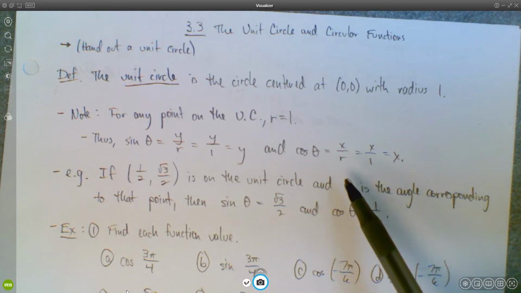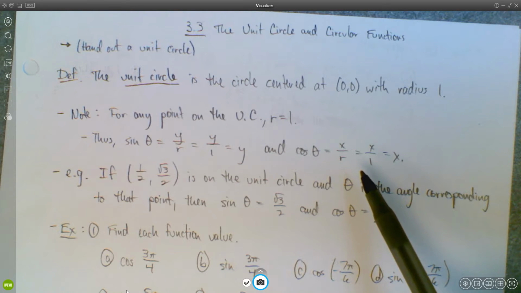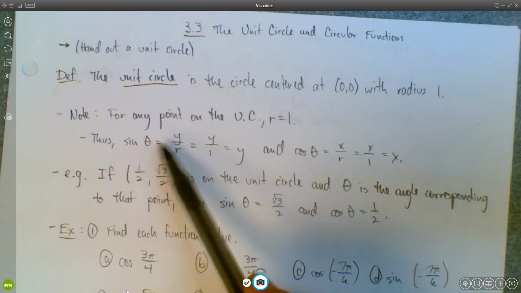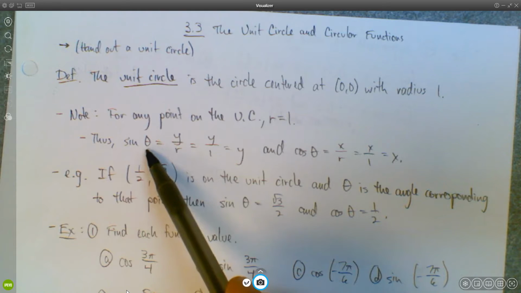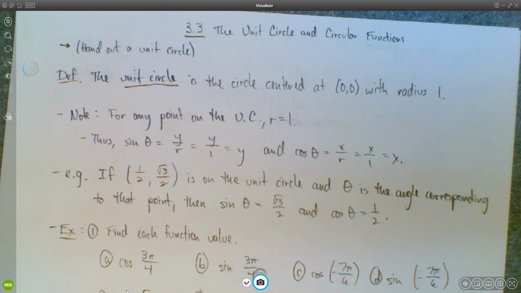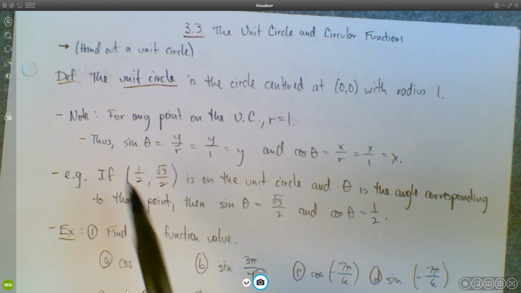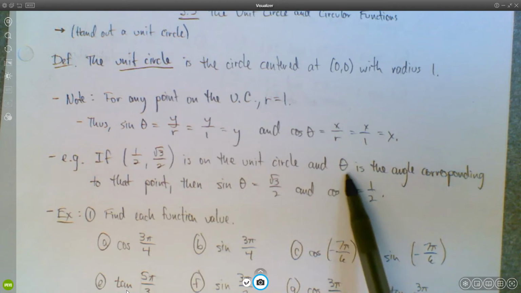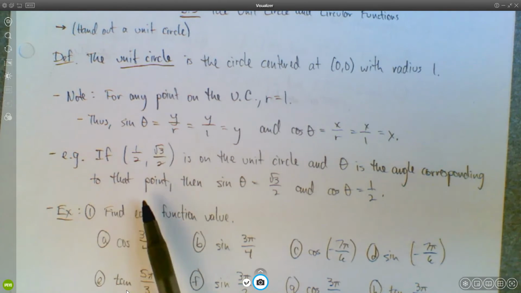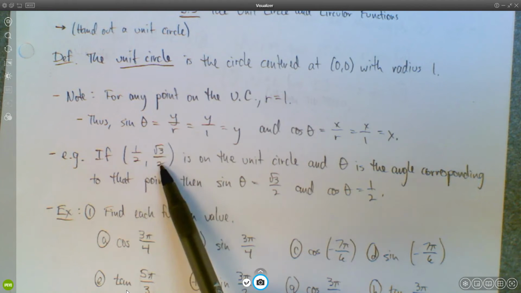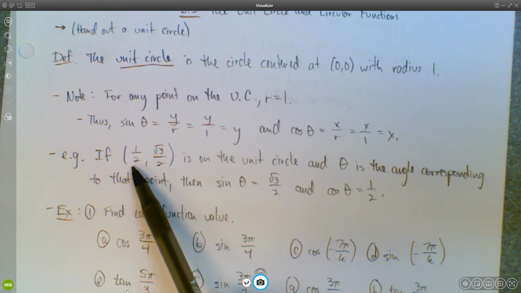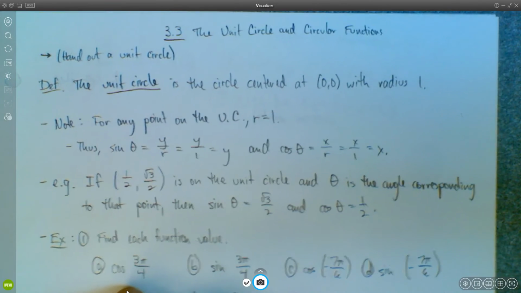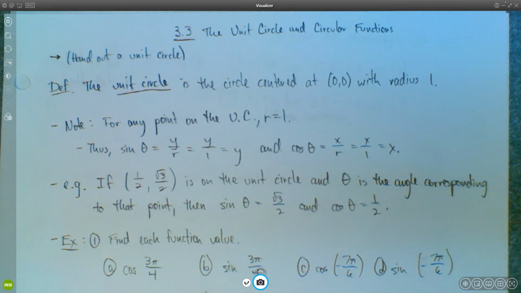So for any point (x, y) on the unit circle, the x-coordinate gives you the value for cosine of the corresponding angle, and the y value gives you the sine value for the corresponding angle. For example, if you know that the point (1/2, root 3 over 2) is on the unit circle, and theta is the angle corresponding to that point, then sine theta is root 3 over 2, and cosine theta is 1/2. So the unit circle is a really useful way to memorize some trig function values.